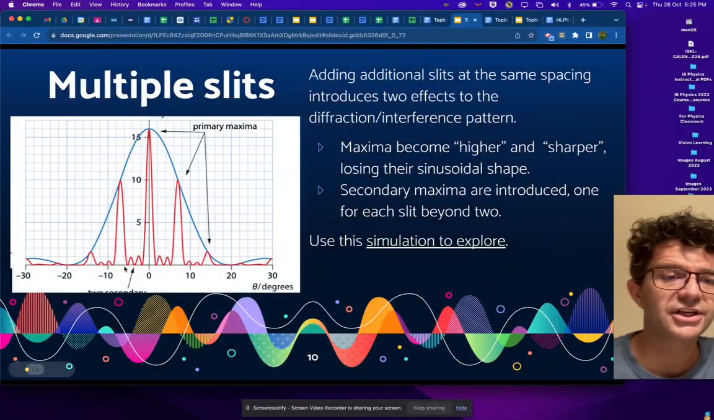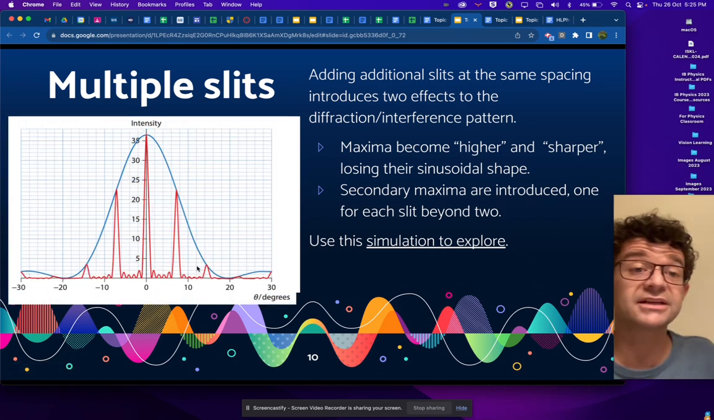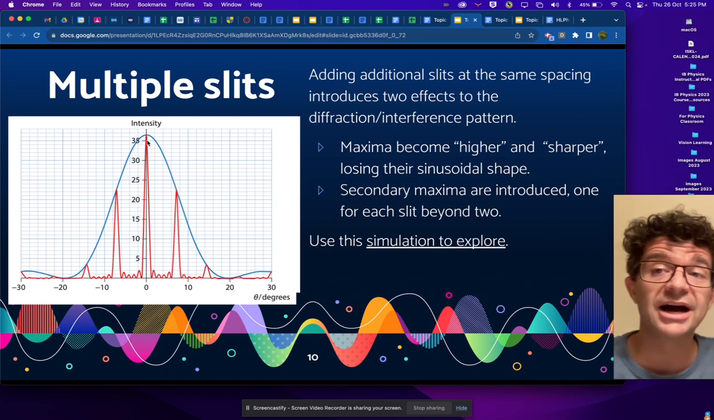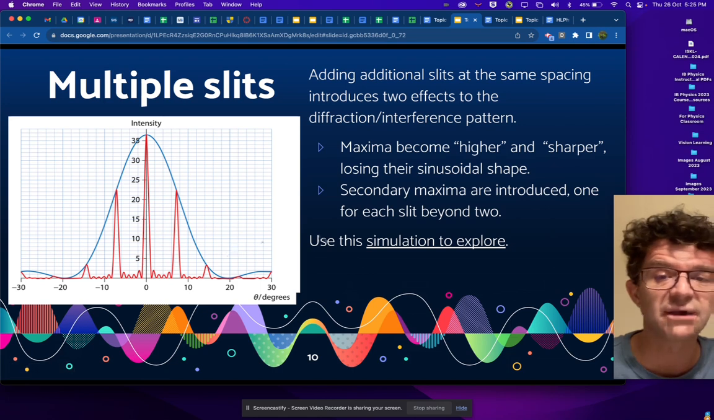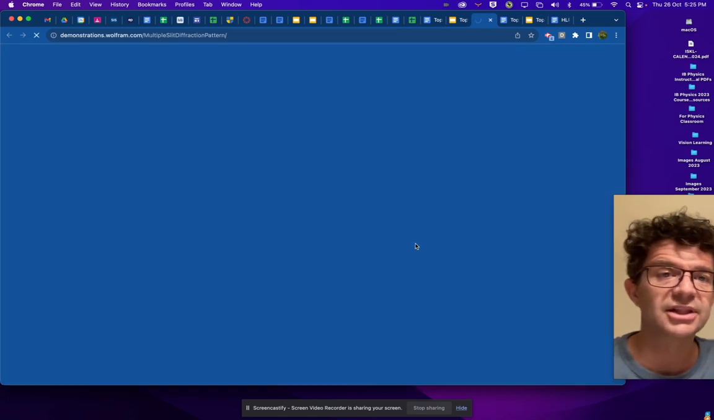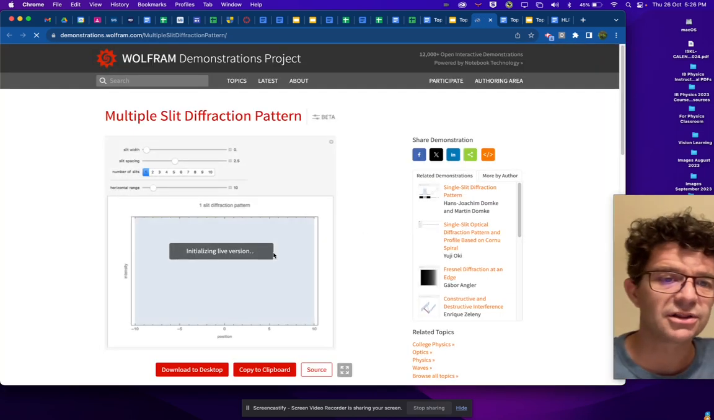Still from minus 20 to 20, 1, 2, 3, 4, 5 primary peaks. Still 1, 2, 3, 4, 5 primary peaks, but they become much larger in intensity, and they become much narrower as more light is focused into these narrower peaks. Another simulation here to play around with.